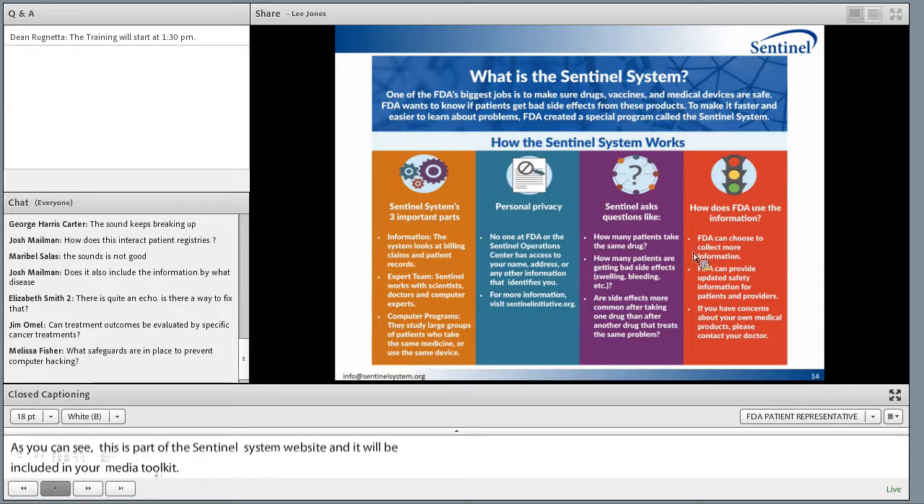At the top is a very succinct explanation of Sentinel. The next 4 columns describe how it works, the commitment to privacy, the kinds of questions the Sentinel System asks and answers, and then how FDA uses this information. Next slide.